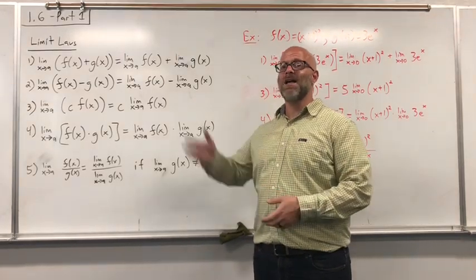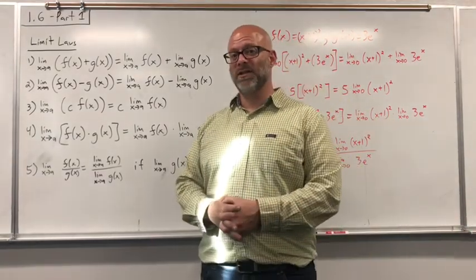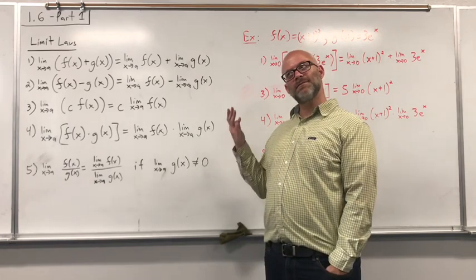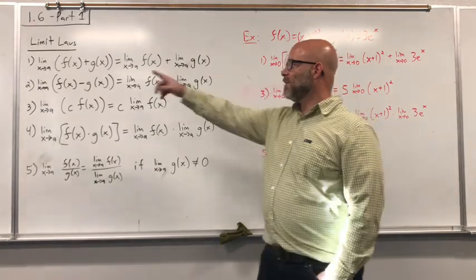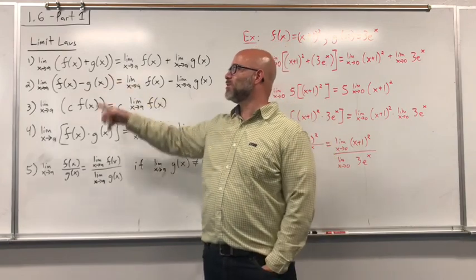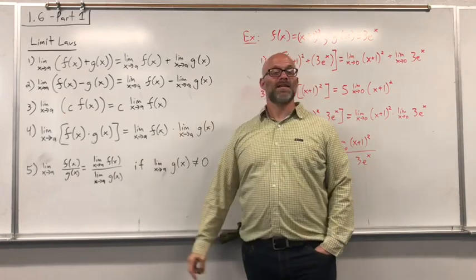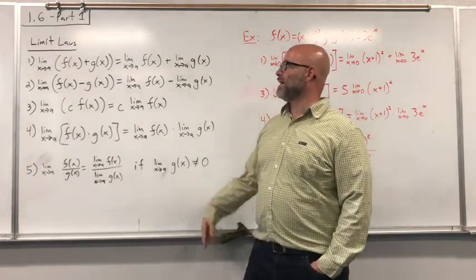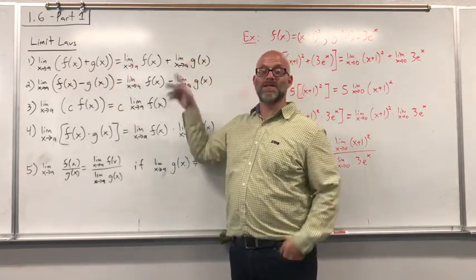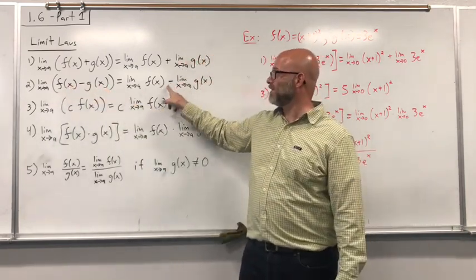Your book lists 11 limit laws for solving limits algebraically. Here's the first 5, and they're kind of to be expected. The limit as x approaches a is just some value of x that's being approached. The limit as x approaches a of f of x plus g of x equals the limit as x approaches a of f of x plus the limit as x approaches a of g of x. In other words, a limit of a sum is equal to a sum of two limits. Likewise, a limit of a difference is equal to a difference of limits.